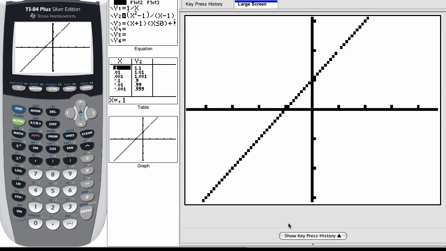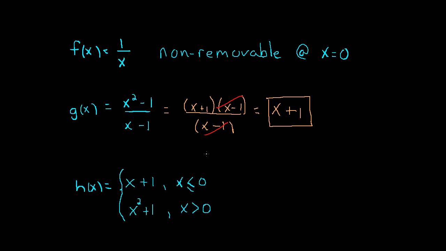The other way I think of why it's a removable discontinuity is we have removed one of the factors. If we have a function and we can rewrite it in terms of another function so that it agrees with the first function in all but one point, what we've done in essence is we've removed one of the factors, and this is how I remember that we're dealing with something that has a removable discontinuity. So this function has a removable discontinuity at 1.